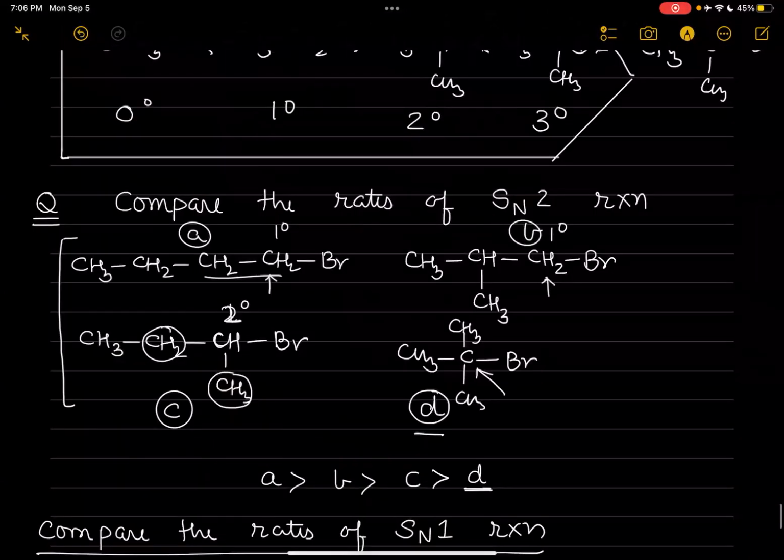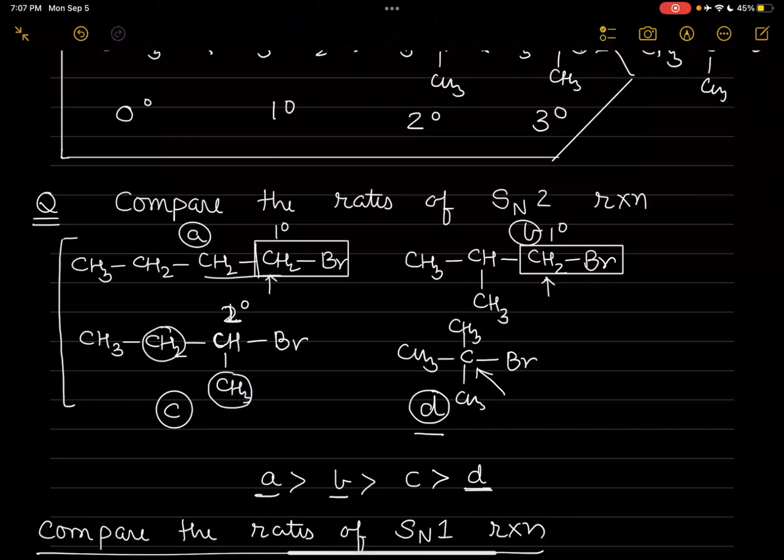And what about SN1? How can you decide the rate of SN1 reaction? So look, one more thing which I wanted to tell you. These both are actually 1 degree carbon, primary. Then why is A faster and B slower, if both are primary?